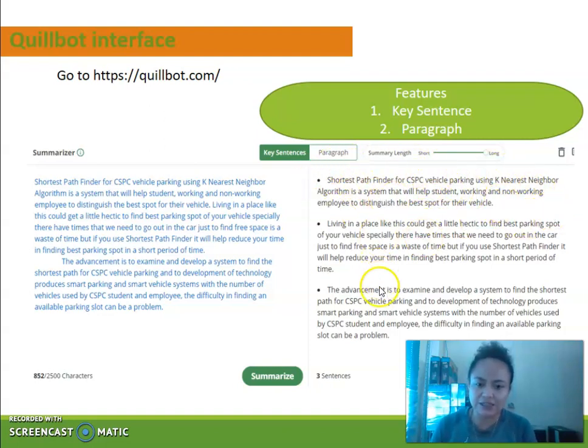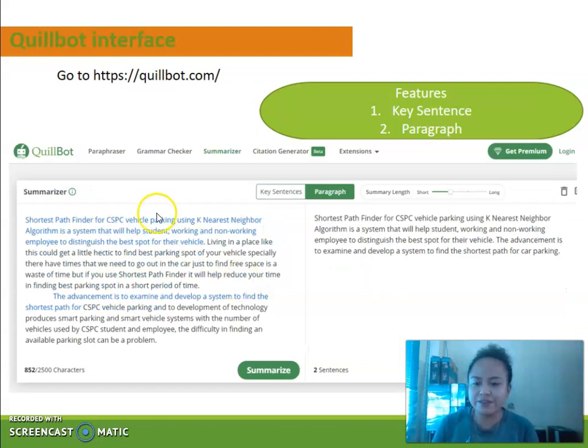So, babasahin na lang natin siya para maintindihan natin yung ibig sabihin ng sentence na ito in key sentences. Another is the summarizer paragraph feature. In the paragraph feature, we have the same sentence, and for the summarizer, we will be given a shorter version with only certain key points from the original paragraphs. So, this is the beauty of the summarizer.